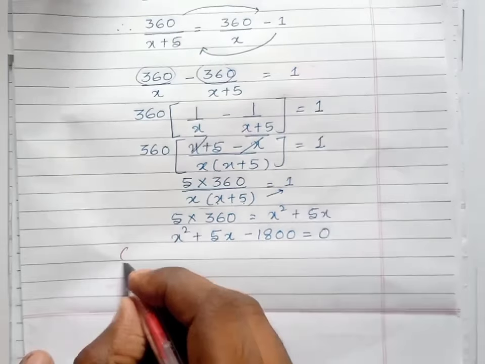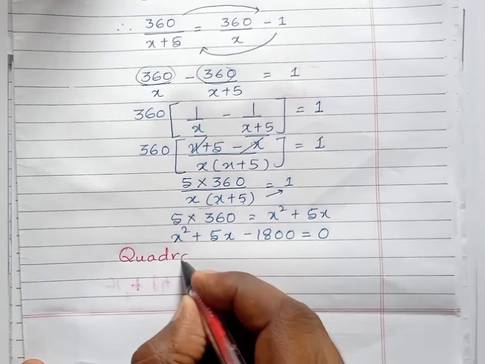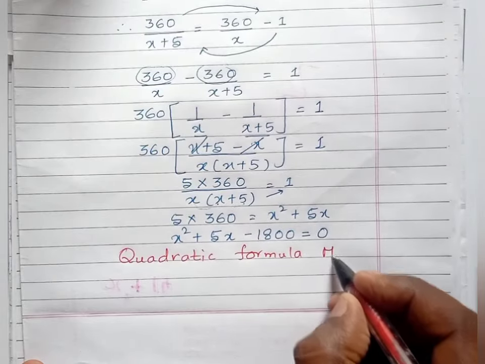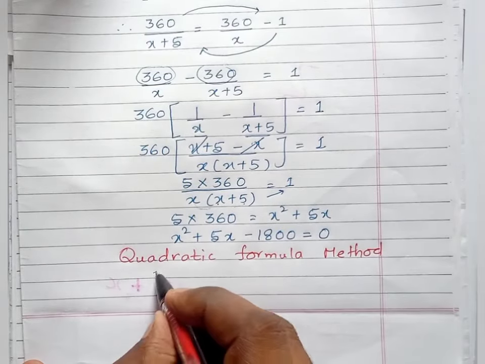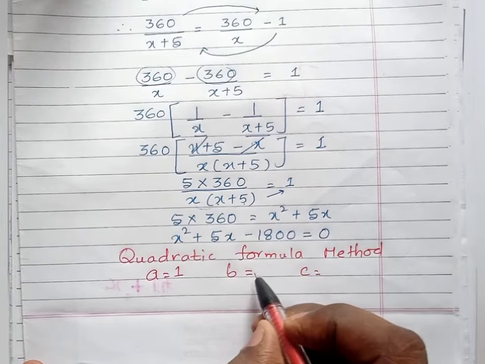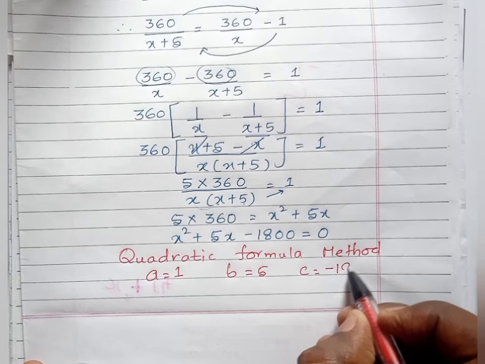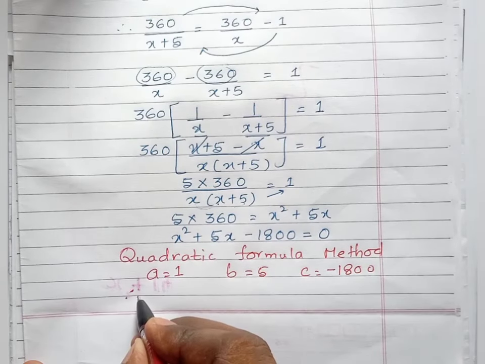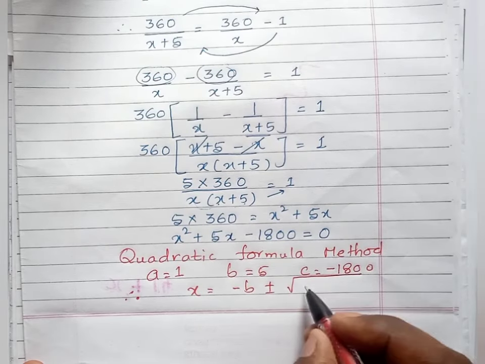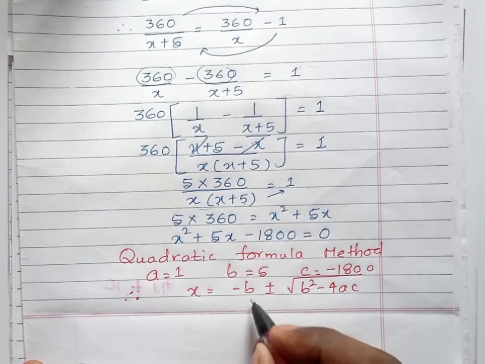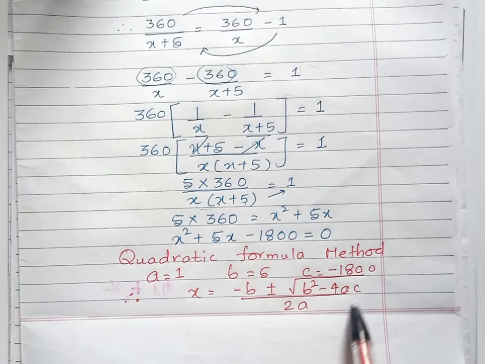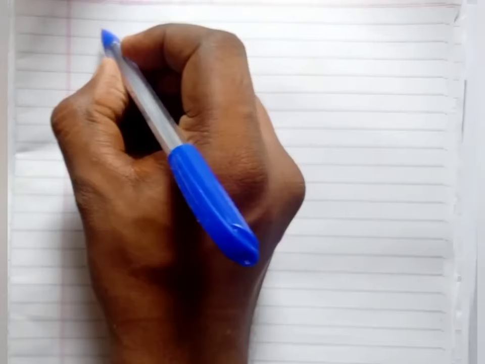Now for this question I will use quadratic formula method. Since I have already used factorization method, for this I will use quadratic formula method. It will be easy by using factorization also. Now finding the coefficients a, b and c. a equals 1, b equals 5, c equals minus 1800. Now the quadratic formula, x equals minus b plus or minus square root of b square minus 4ac, whole divided by 2a. I repeat, x equals minus b plus or minus square root of b square minus 4ac, whole divided by 2a.